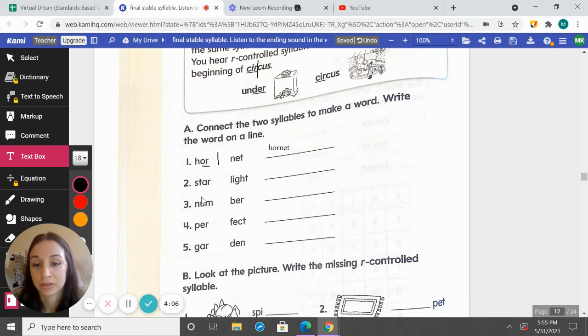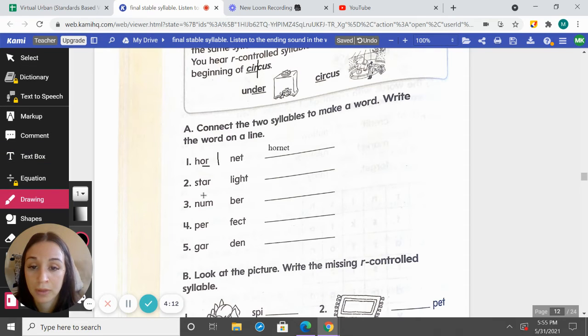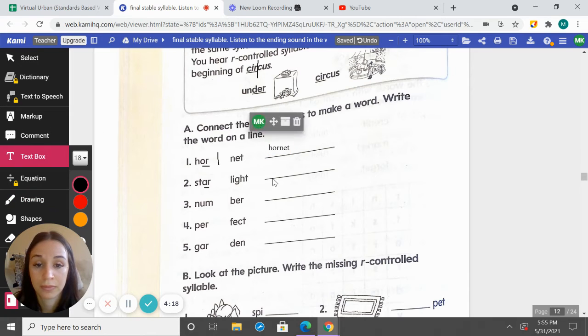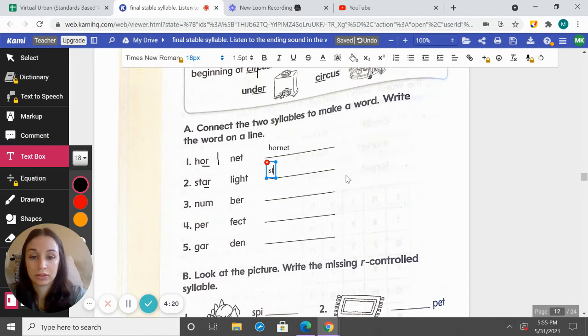All right, our next one, we have starlight. So you can see that AR here. Star, light. We put it together. We get starlight. You can see that right here we have that R-controlled syllable because we have that vowel and R. And we're changing that vowel sound when they're together.